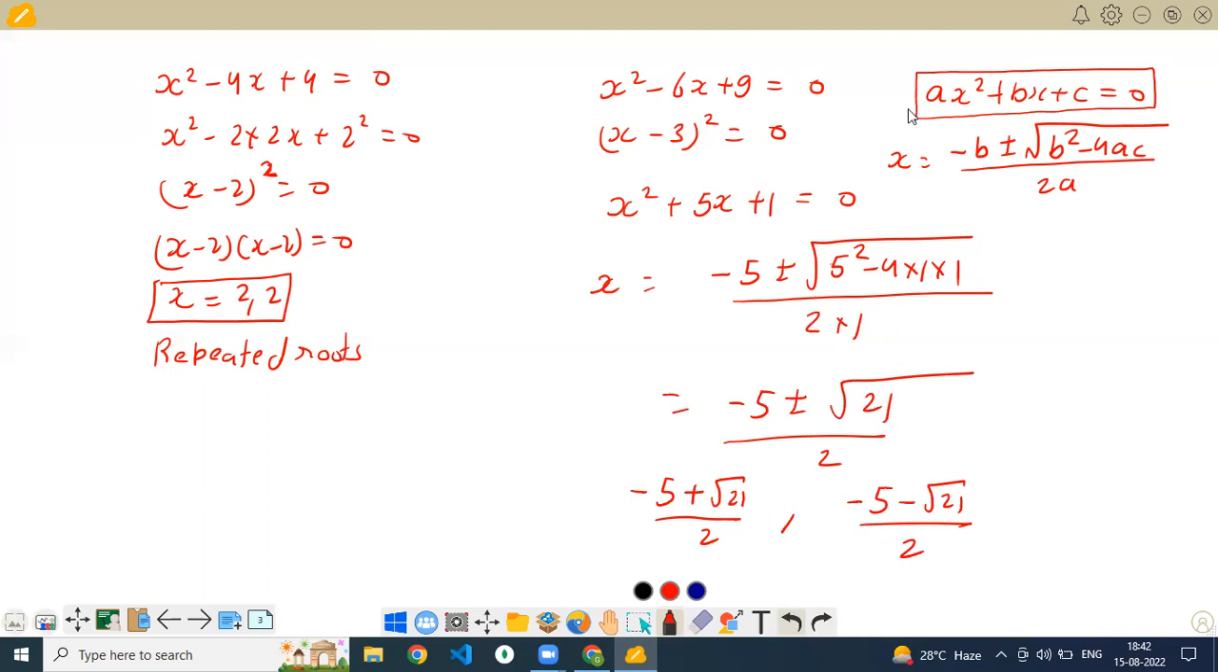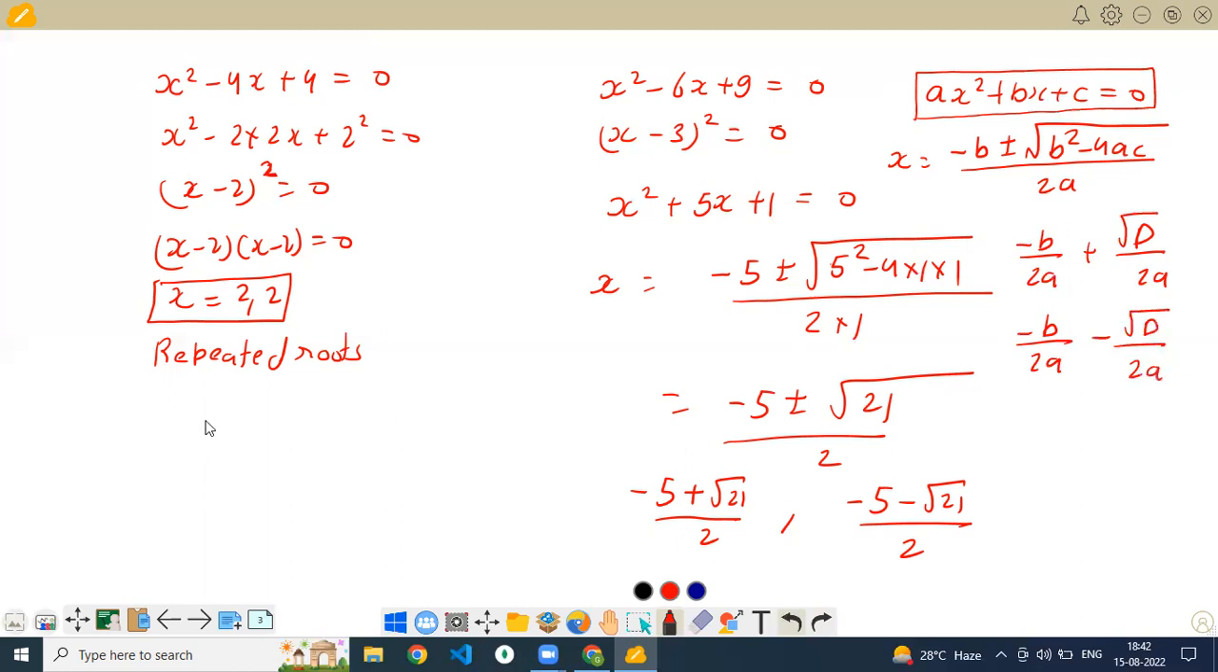So this formula is only for squares. Pardon? This formula is for the quadratic equation, not a square. Any quadratic equation. This formula is valid only for a quadratic equation because it is giving us two roots. The two roots are minus b plus square root of b square minus 4ac by 2a, and minus b minus square root of b square minus 4ac by 2a.